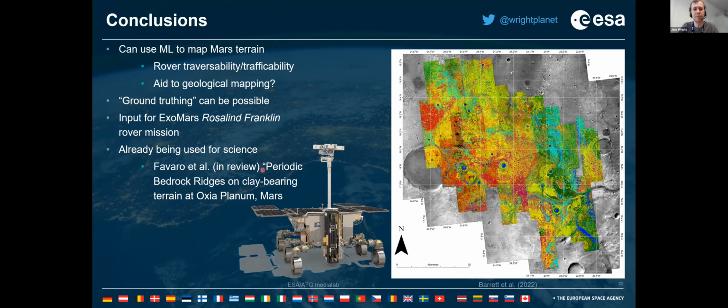And just to give one example, Eleanor Favreau, who is a co-author on the Barrett et al. and the Wright et al. papers about Oxia Planum and the Jezero products respectively, is using the machine learning algorithm to look at the periodic bedrock ridges in Oxia Planum to tell us about the clay-bearing rocks in that area. So it's already being useful as a scientific product.